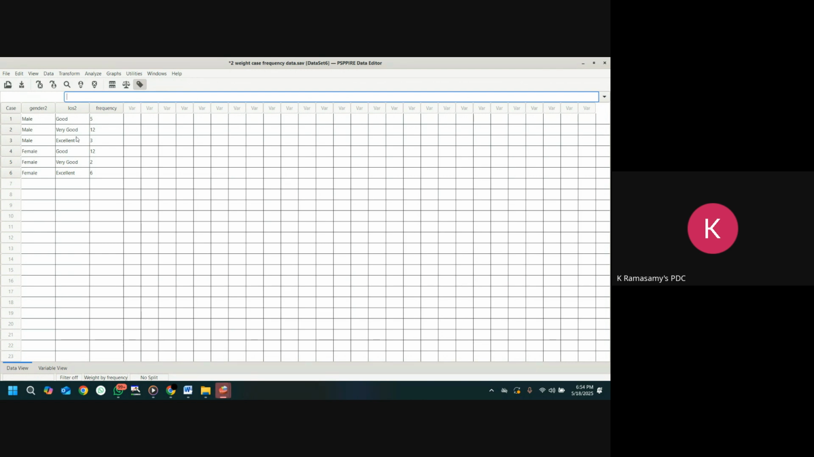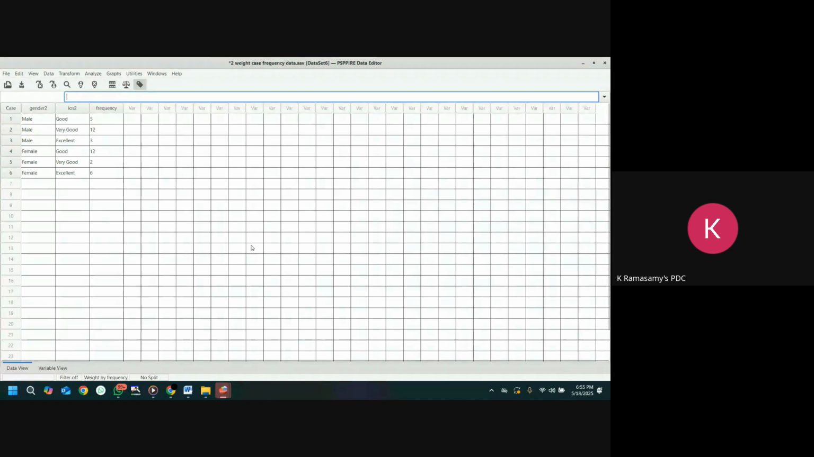written here. Male, good, 5 people. Male, very good, 12. Male, excellent, 3. Female, good, 12. So instead of typing the data individually for every respondent, I counted the frequency for each and every possible pair. I have written the answer here. So whenever you have this kind of frequency data, you can conduct chi-square, absolutely no problem.